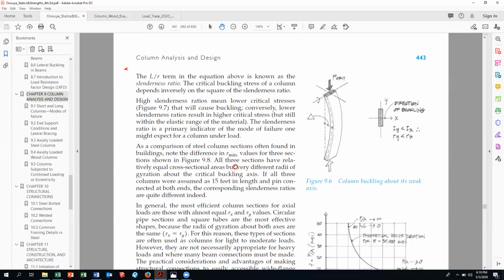minimum radius of gyration. Eventually, we're going to get into what we call the L over D ratio. So for this, it's got two cross-sectional dimensions. It's got the wider part and the thinner part. Okay, so the L over D ratio is going to use the smaller dimension, what we call the least dimension.